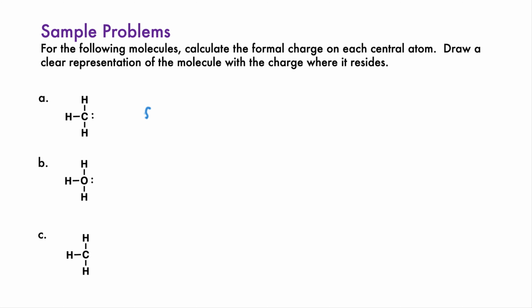In A, the number of electrons in the free carbon atom is 4. We subtract half of the 6 electrons in the 3 bonds. This is 3 electrons. Finally, we subtract the 2 non-bonding electrons. The charge on carbon is -1. Put the negative charge right next to the carbon. This is an example of a carbanion.